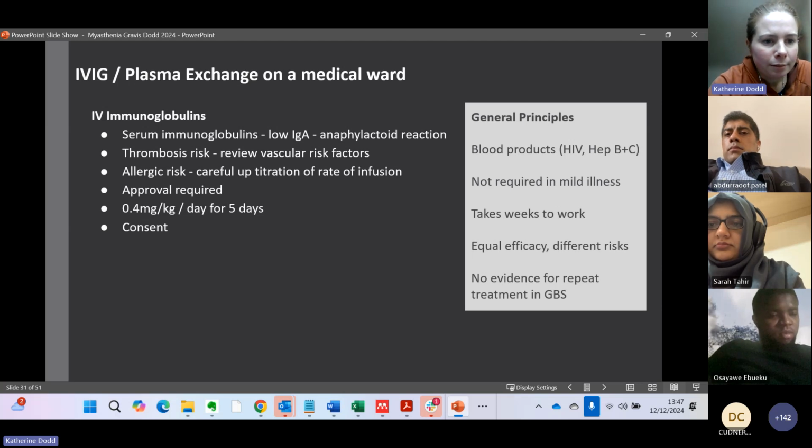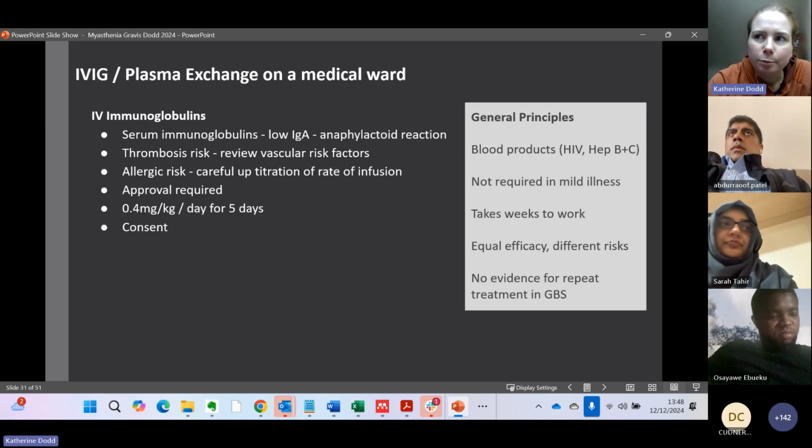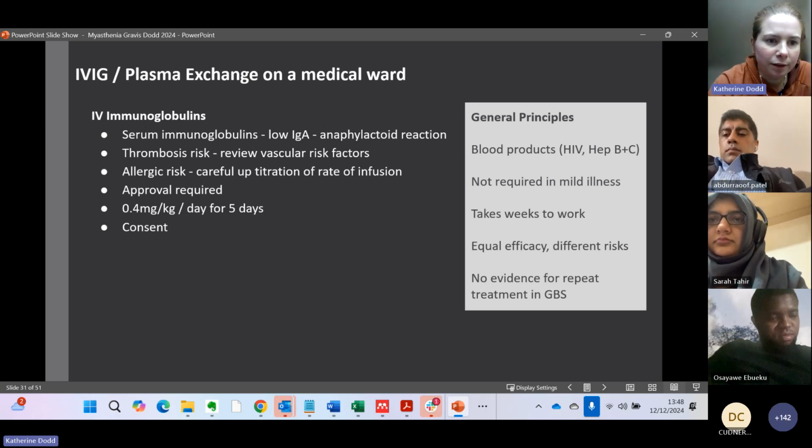And I think it's important to consent a patient. Probably we don't always get written consent, but you must have mentioned to the patient the thrombosis risk and have documented that you have told the patient about this, because if they have a big heart attack, and sometimes they do, you need to make sure you've got documentation that the patient was aware that could have happened.